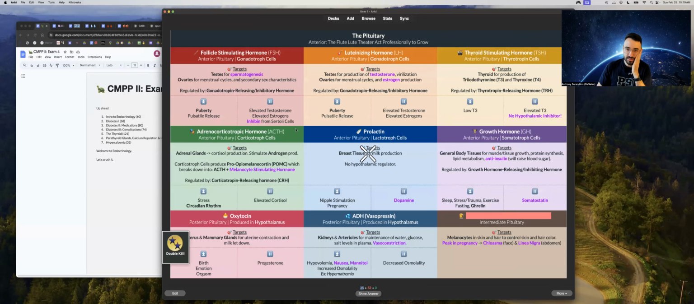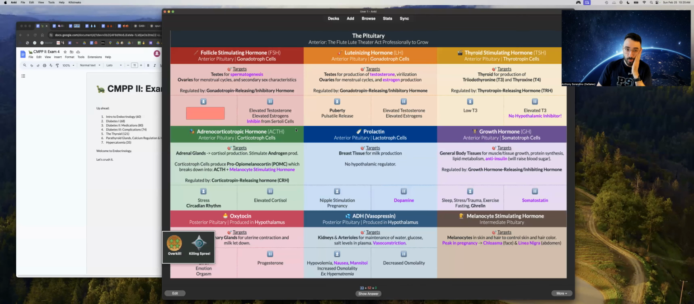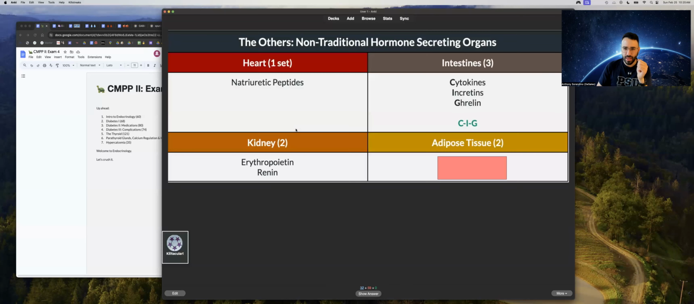Regulated by gonadotropin releasing. Yes. This is just melanocyte stimulating hormone. This also starts with an A. Cortisol, aldosterone, and androgens in the cortex. What upregulates follicle stimulating hormone? Puberty and pulsatile release.